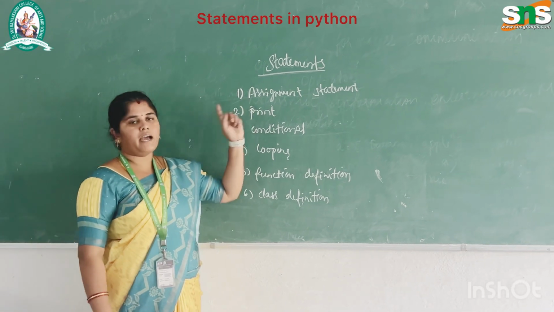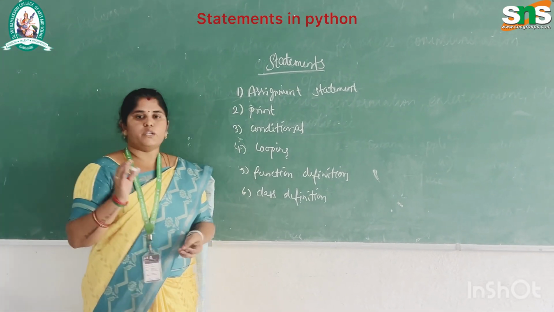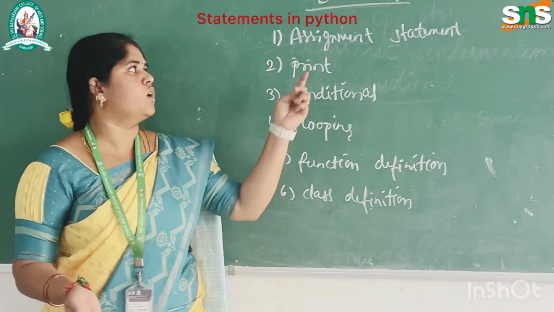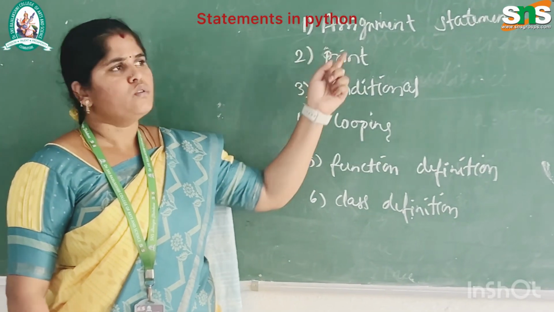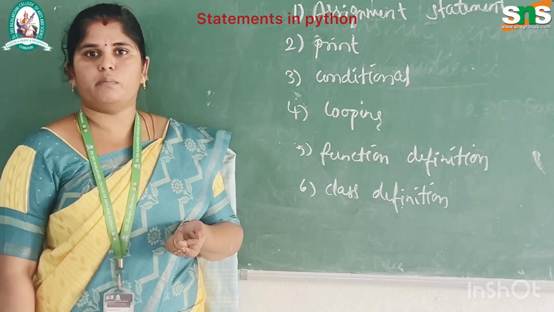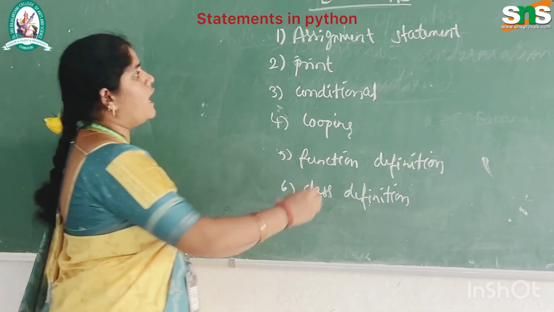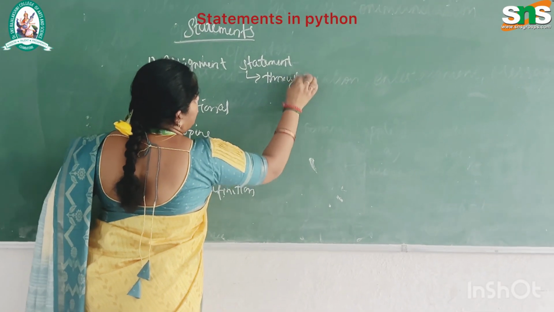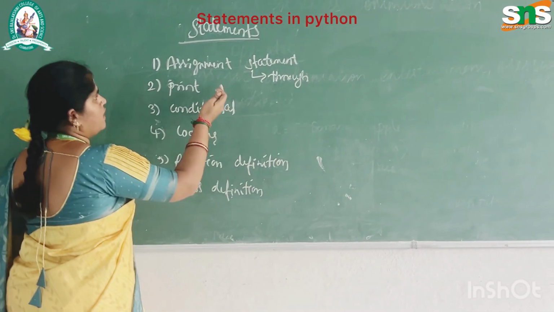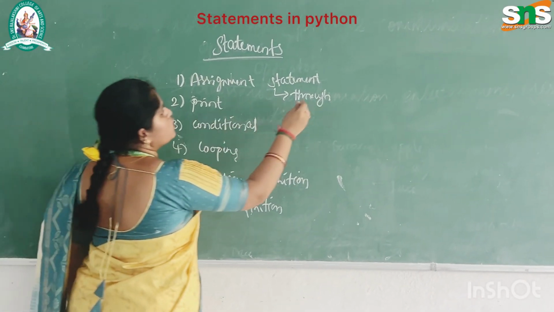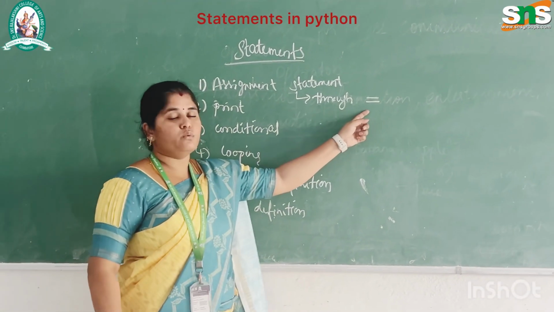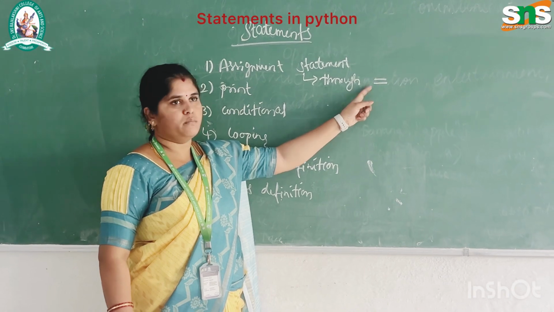So an assignment statement assigns some value to a particular variable, and this is done through the assignment operator only. Equal to is the assignment operator used to perform this operation of assigning a value to a particular variable.